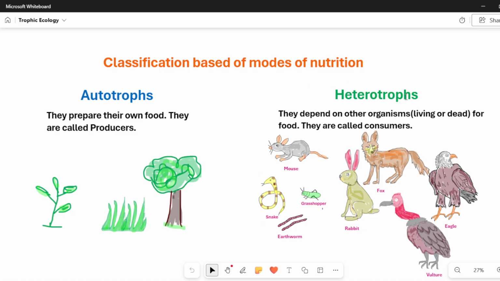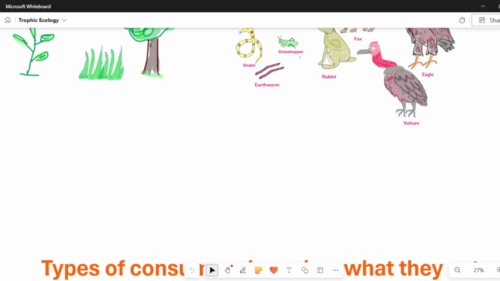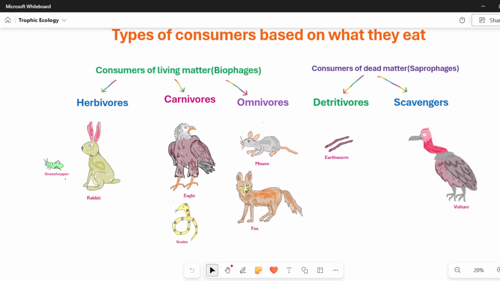Now, these heterotrophs, which are called consumers, are further divided into different types. So, now we will be looking into how they are divided into different categories. These consumers, which are the heterotrophs, are classified into two broad categories, that are biophages and saprophages.